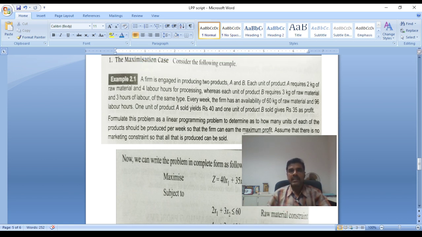A firm is engaged in producing two products, A and B. Each unit of A requires 2 kg of raw materials and 4 labor hours of processing, whereas each unit of B requires 3 kg of raw materials and 3 hours of labor of the same type.